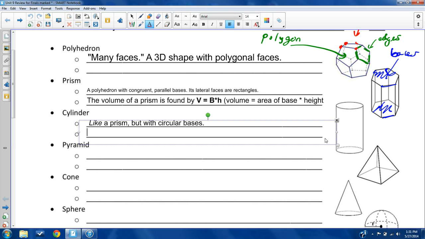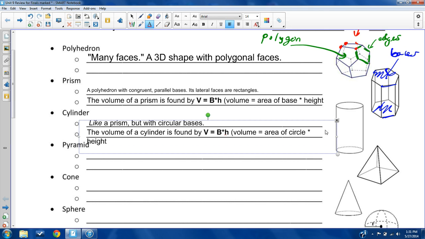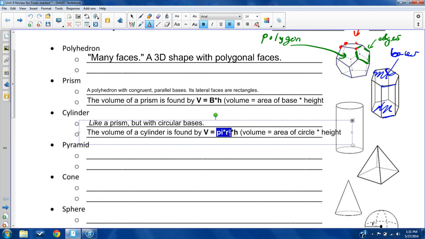The volume of a cylinder is also found by volume equals area of base times height. Now in this case, your area of your base is the area of a circle. So I'm going to put area of circle times height. So what's the area of a circle? The area of a circle is pi r squared. So I'm going to put pi times r squared. So that's area of circle times height. So the area of base is area of a circle, pi r squared, multiplied by height. You'll get the fill of your entire object there.